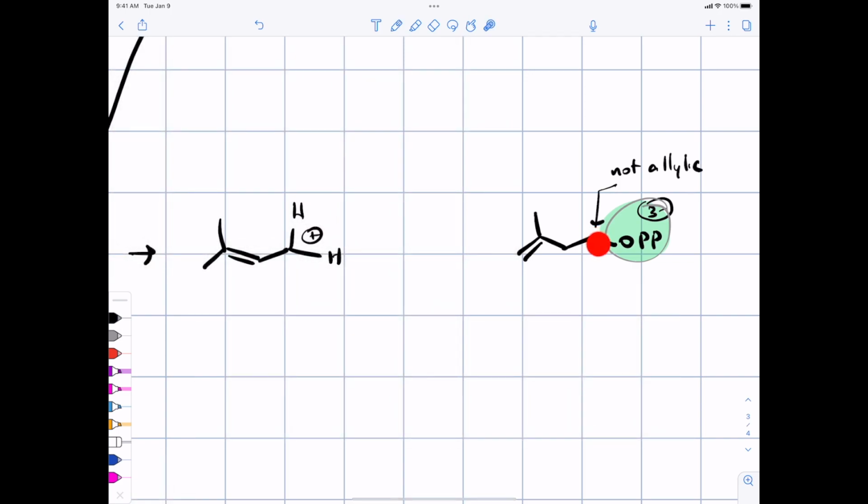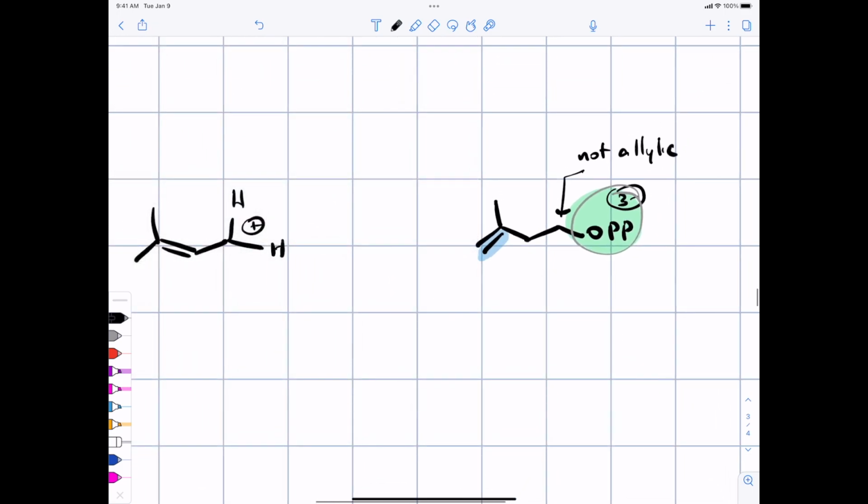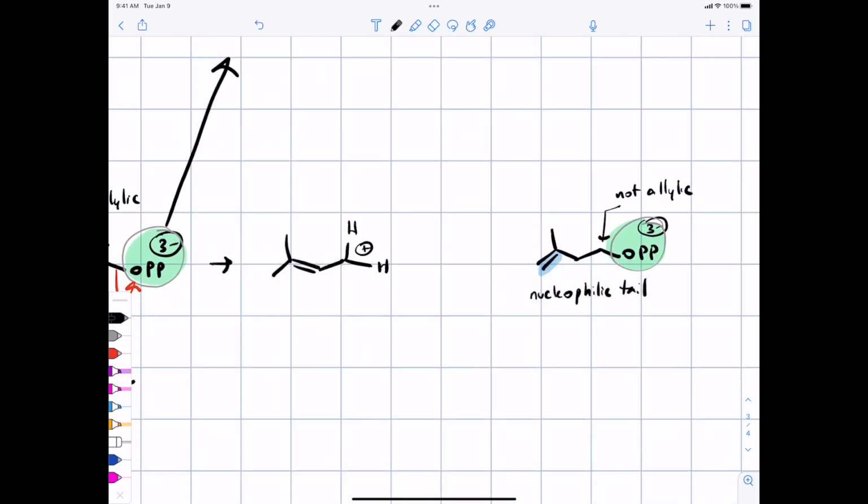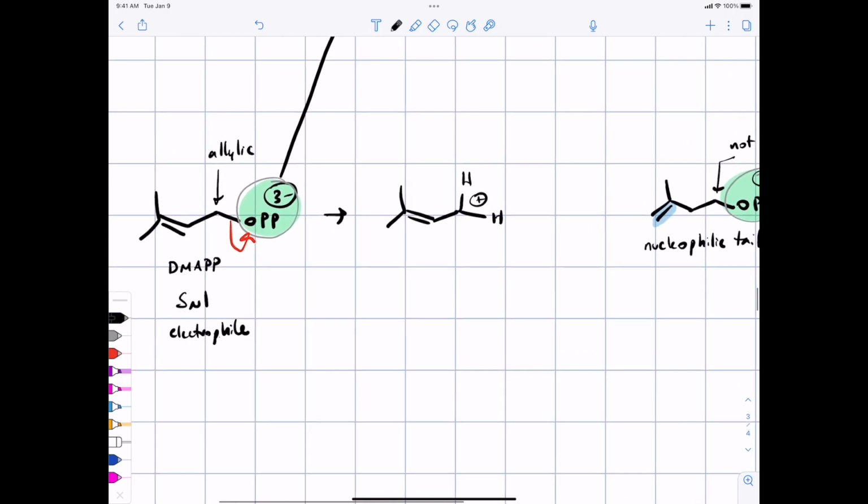That position is not adjacent to the double bond. It's adjacent to an allylic carbon. And the key business end of this molecule is the nucleophilic tail. That is, it's got a pi bond, an isolated pi bond, and from 351 you're used to thinking of those as nucleophiles. So dimethyl allyl pyrophosphate has an electrophilic head.